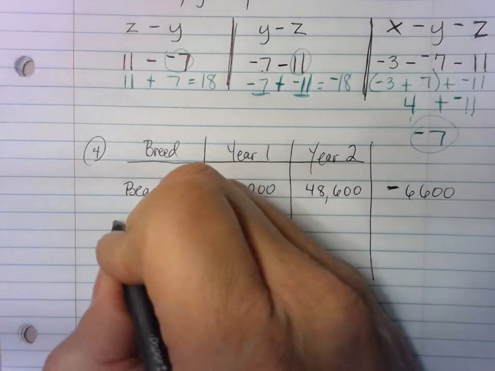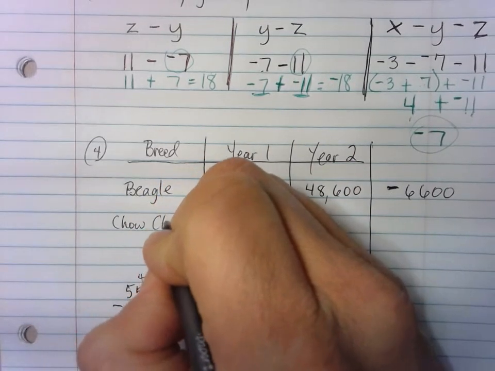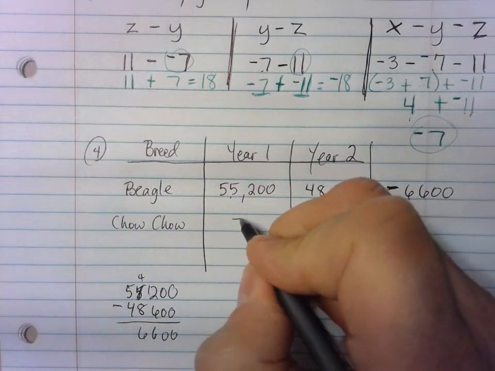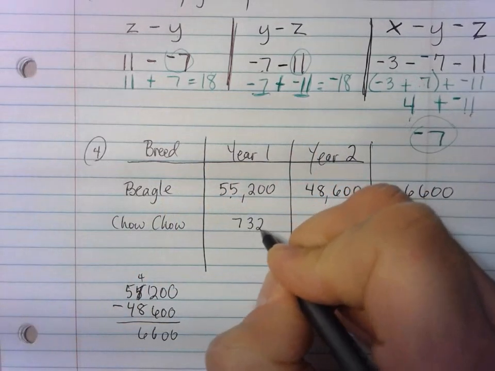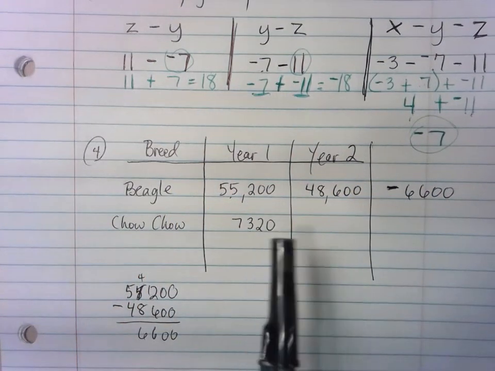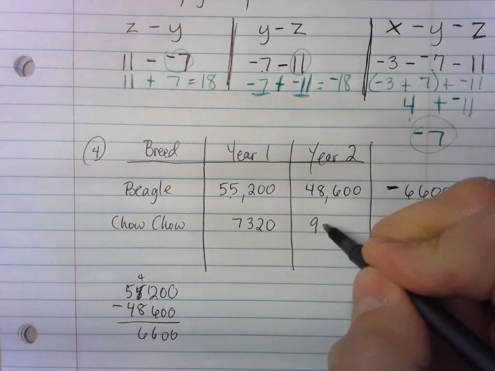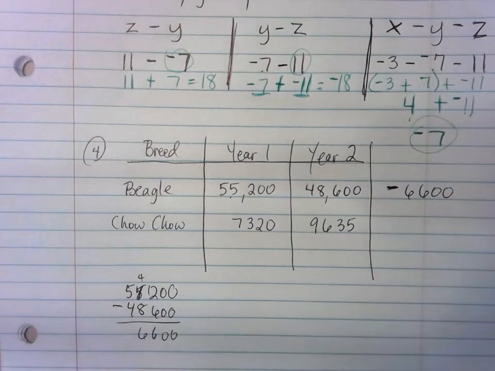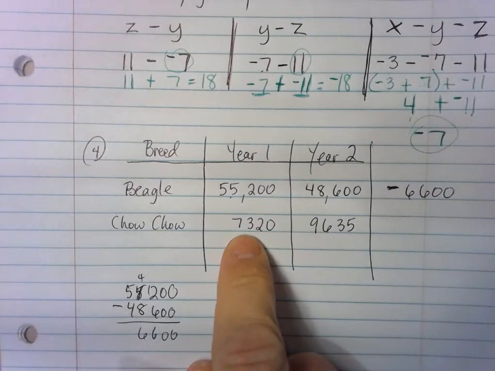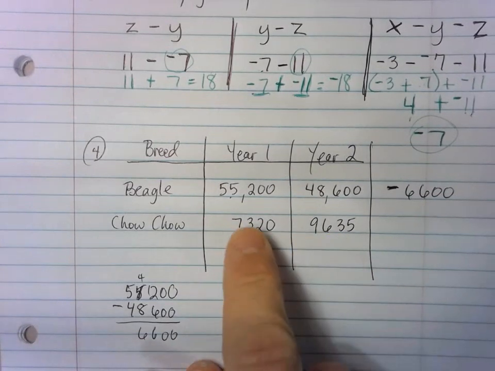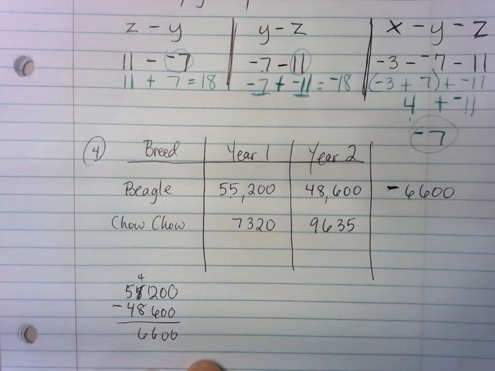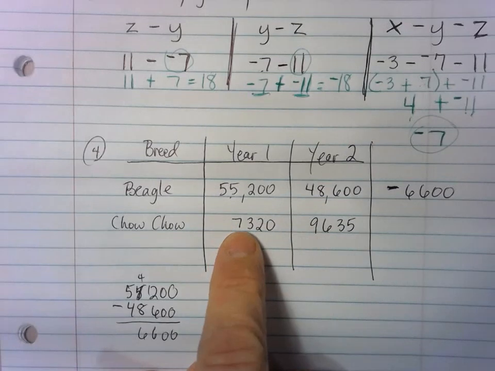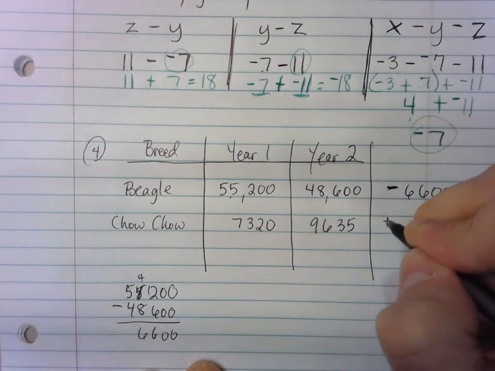Let's say we've got the chow chows. Let's say its number in year 1 was 7,320, and then in year 2, there were 9,635. From year 1 to year 2, there was an increase in the number of chow chows that got registered. 9,000 is more than 7,000, so that number is going to be a positive.